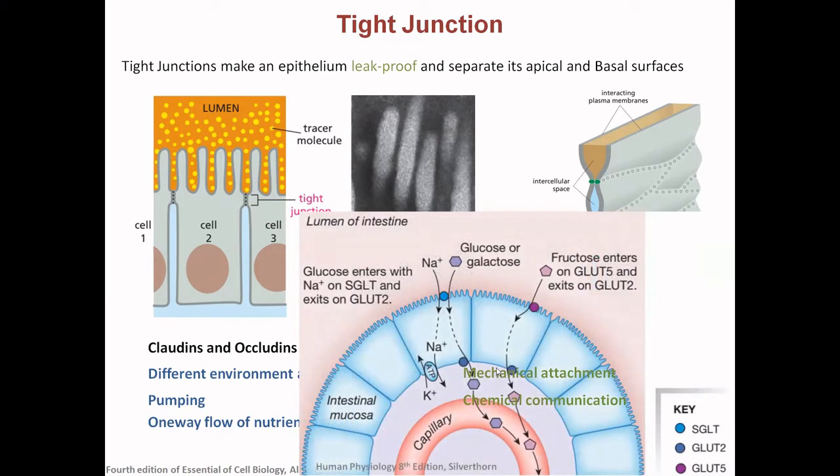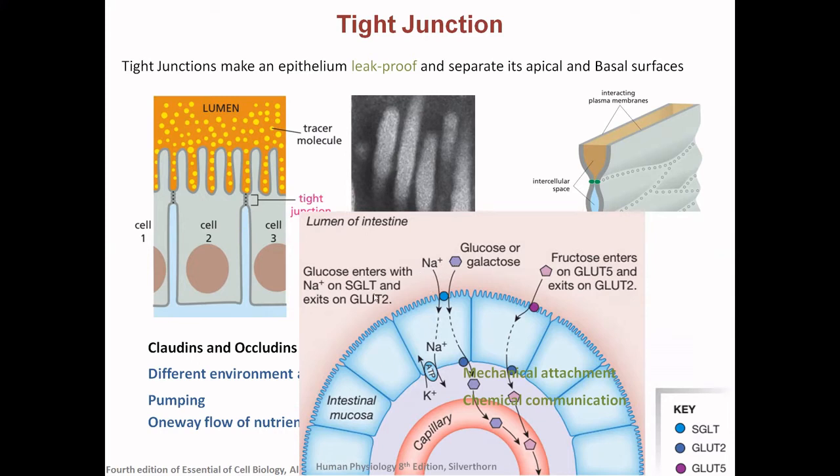So this is an example of the one-way flow of the nutrients. This is the intestinal lumen in case of the small intestine, where the carbohydrate is already digested, and the result in the monomer is the glucose and the galactose as well as the fructose. We take salts in our food, so there is the presence of the sodium. So glucose, galactose, along with the sodium, by the sodium glucose transport enters into the epithelium or the epithelial cell cytoplasm.